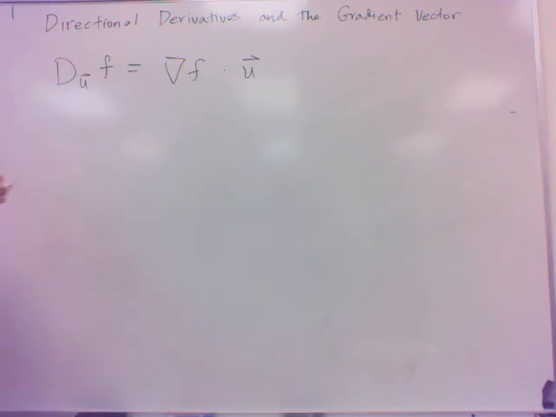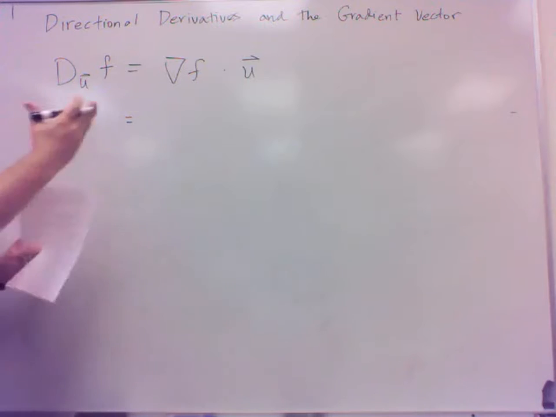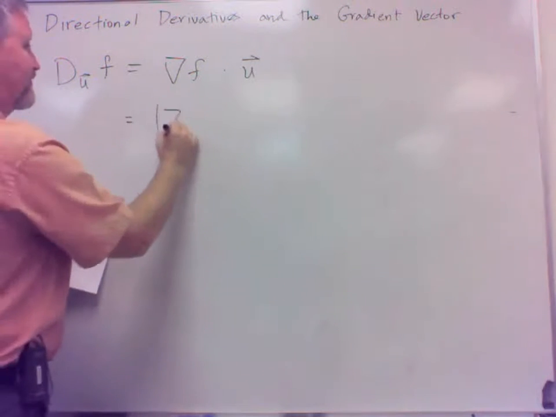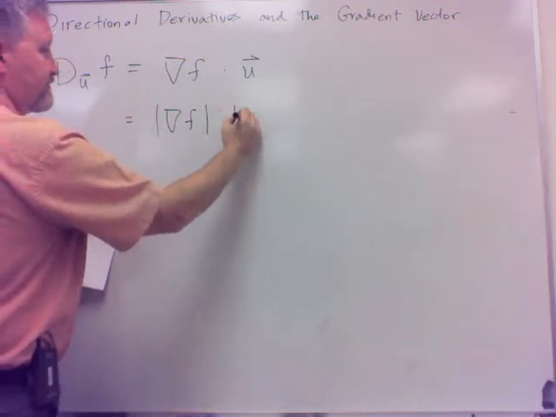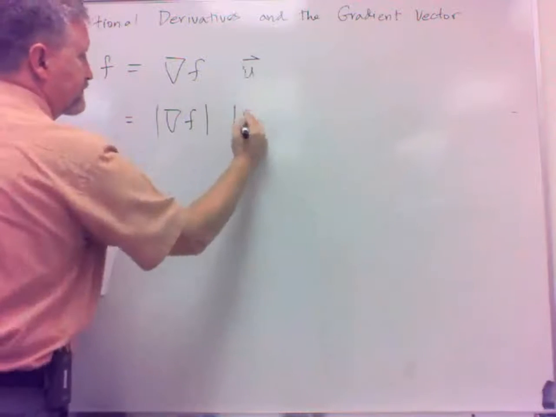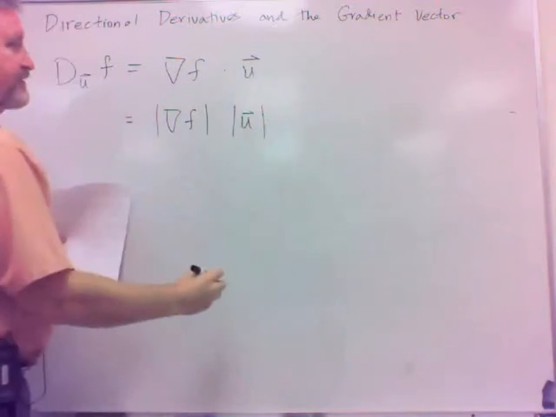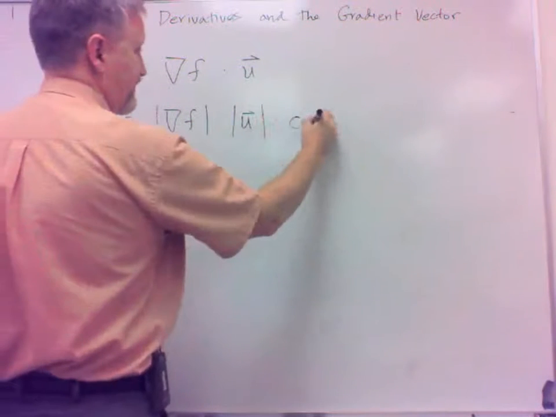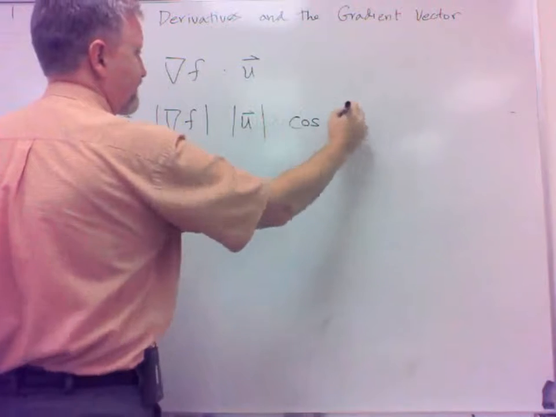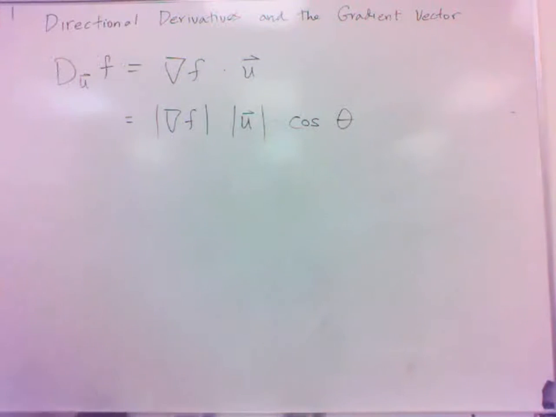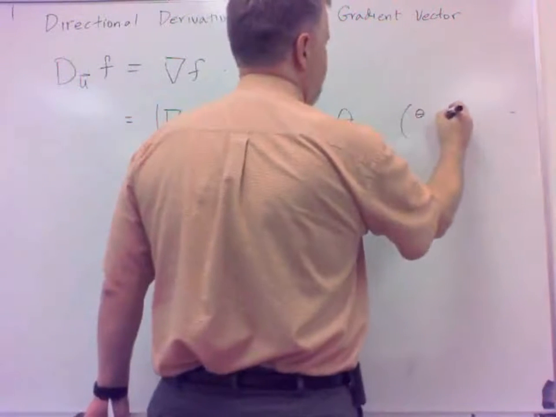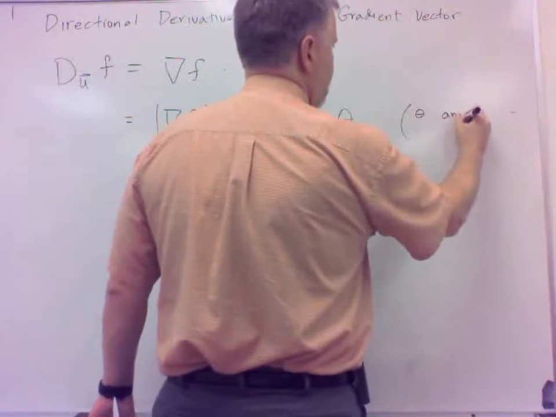equal to, if theta is the angle between the two vectors, the magnitude of the two vectors multiplied together times the cosine of theta, where theta is the angle between the two vectors.